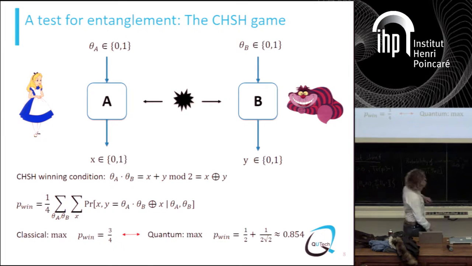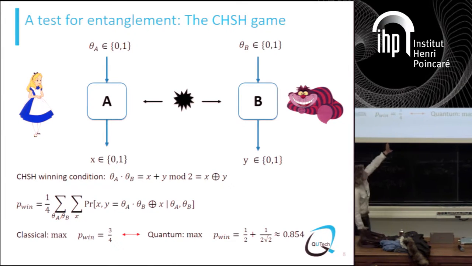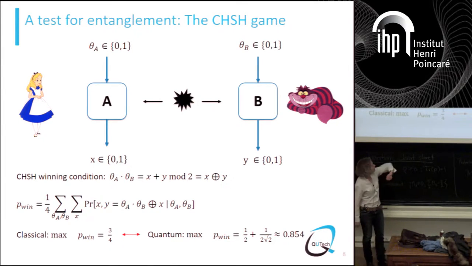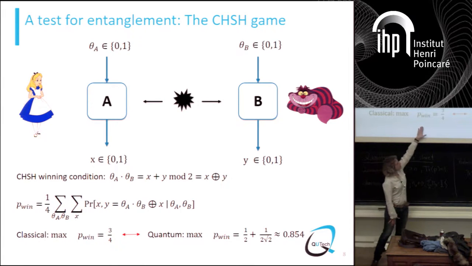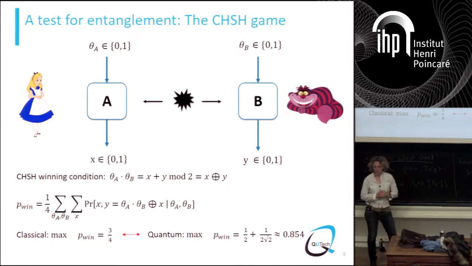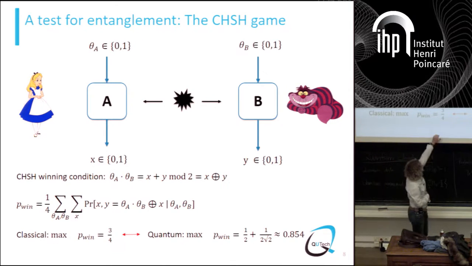So the point is that if the boxes would just have classical shared randomness in them, then in fact the winning probability is at most 3/4. Alice and Bob cannot talk to each other, like an interactive proof system with non-communicating provers. This is the maximum that they can do.